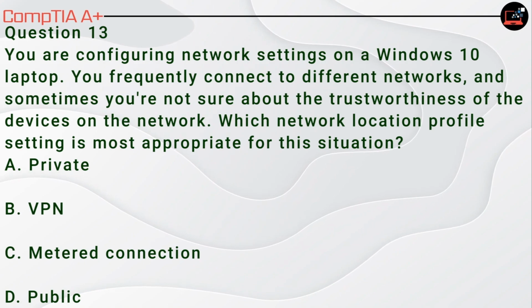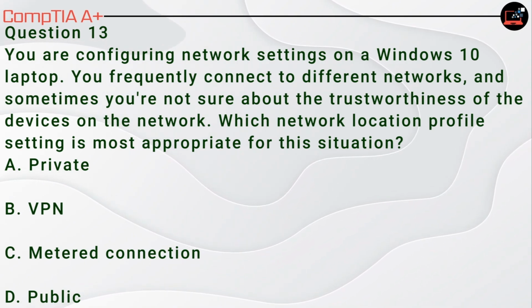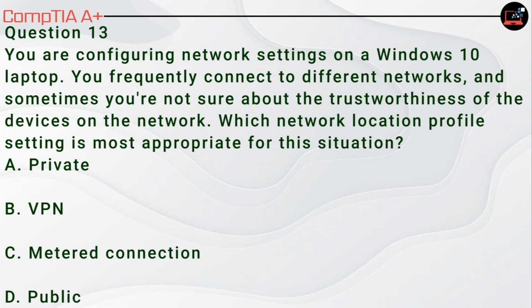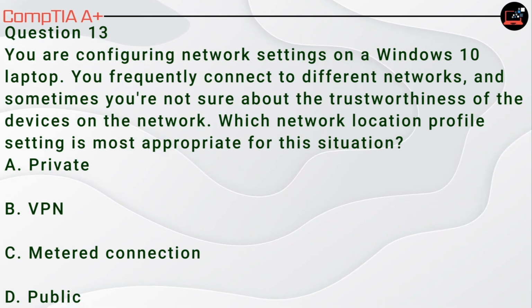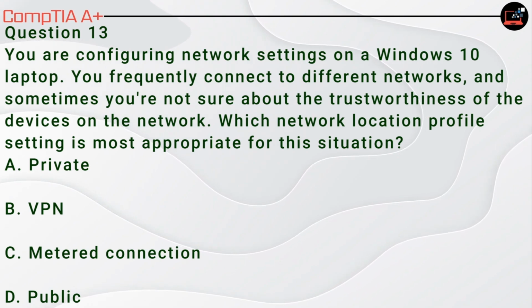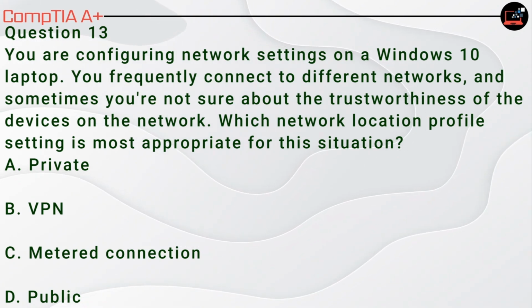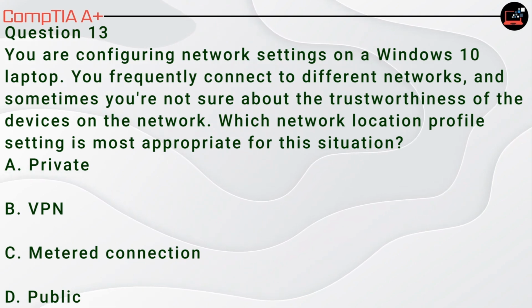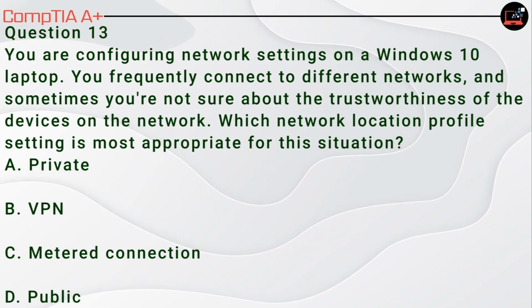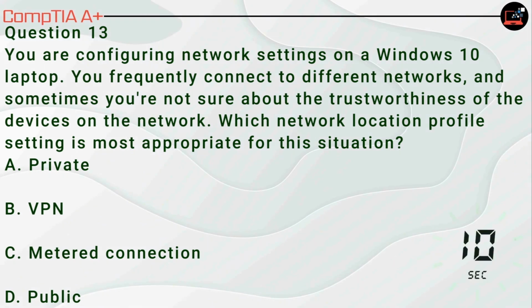Question 13. You are configuring network settings on a Windows 10 laptop. You frequently connect to different networks, and sometimes you're not sure about the trustworthiness of the devices on the network. Which network location profile setting is most appropriate for this situation? A. Private. B. VPN. C. Metered connection. D. Public.